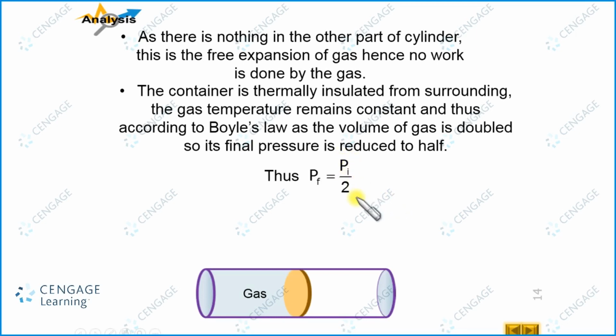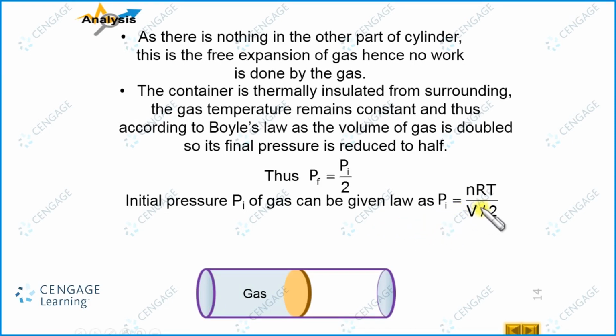Okay, and we can find the P initial by using the ideal gas equation. We know PV equal to nRT and n is the number of moles. So here we can write P initial equal to nRT divided by V by 2, because at the initial moment we have half part of the cylinder filled, that is the volume of the gas initially equal to V by 2. So we got the P initial value. Now we can substitute the value of P initial in this expression to get the P final value. That means final pressure should be equal to nRT divided by V.